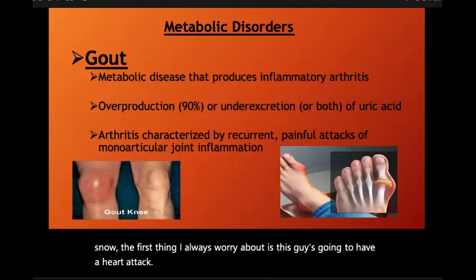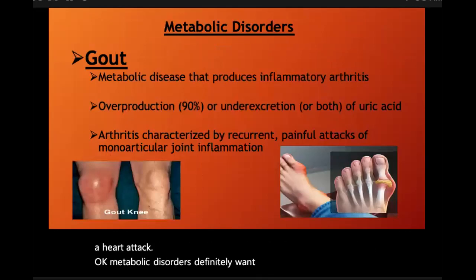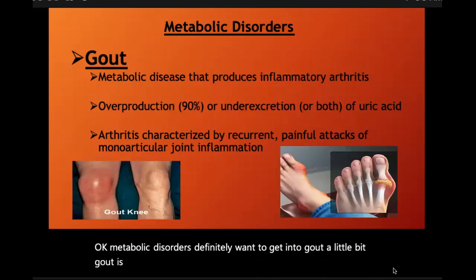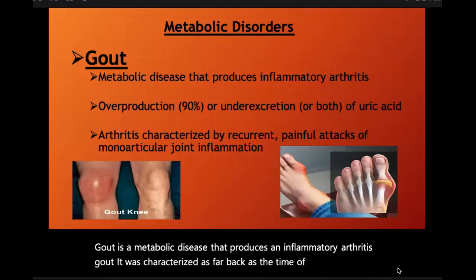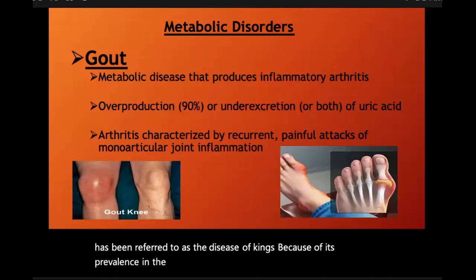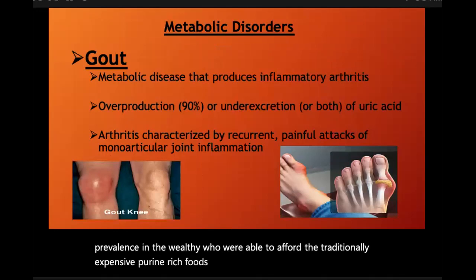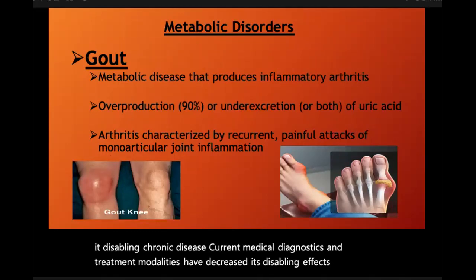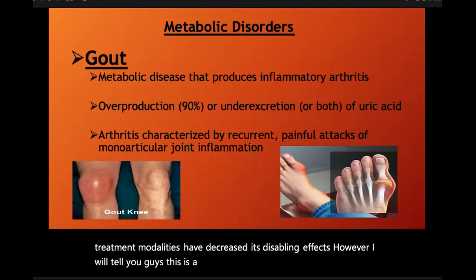Okay, metabolic disorders, definitely wanna get into gout a little bit. Gout is a metabolic disease that produces an inflammatory arthritis. Gout was characterized as far back as the time of Hippocrates and has been referred to as the disease of kings because of its prevalence in the wealthy, who were able to afford the traditionally expensive purine-rich foods that typically trigger this disorder. Once a disabling chronic disease, current medical diagnostics and treatment modalities have decreased its disabling effects. However, I will tell you guys, this is a very painful disease.